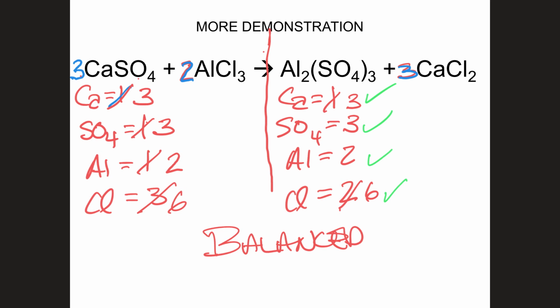And my final balanced chemical equation: 3 CaSO4s, calcium sulfates, plus 2 aluminum chlorides, yields aluminum sulfate and 3 calcium chlorides.